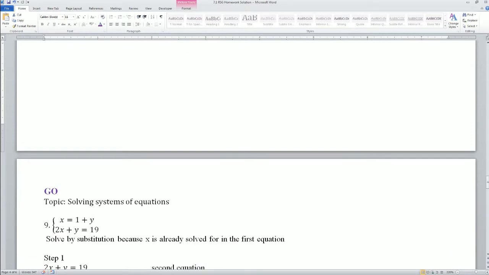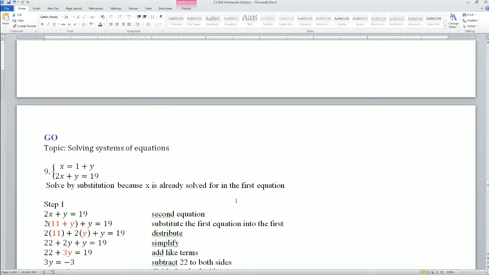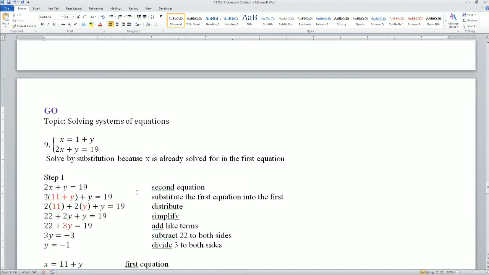Alright, let's look at 9. 9's a review of solving systems of equations. The first one, I'm going to solve by substitution because x is already solved for. You have x equals 1 plus y. It's already solved for, so I'm going to use substitution. Okay? Alright, here you go.